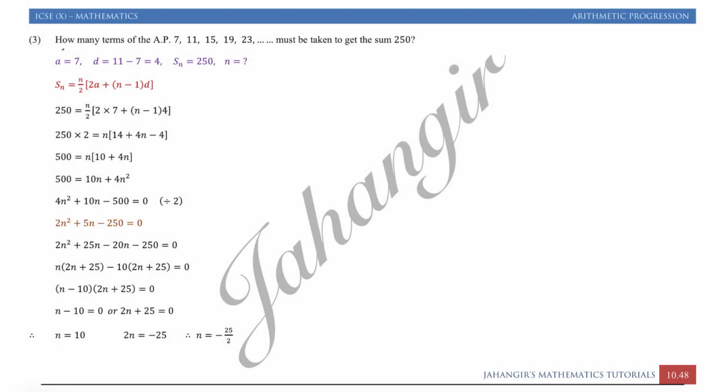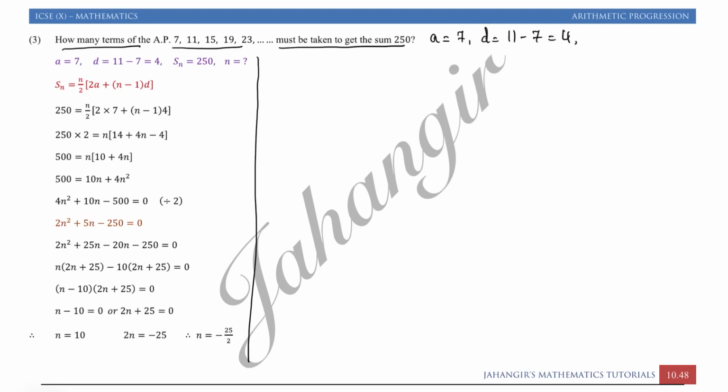Question third. How many terms of the AP 7, 11, 15, 19, 23 must be taken to get the sum 250? Here we have the sum. The sum of the terms is given and we have to find how many terms should be taken into consideration. So let us write the information. First, my sequence is 7, 11, so a is 7. The difference is 11 minus 7, that is equal to 4. And the sum of n terms is 250.